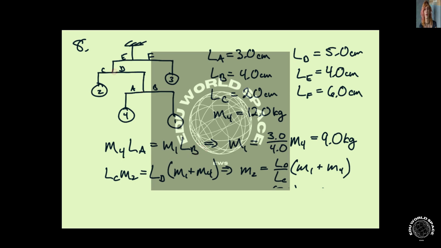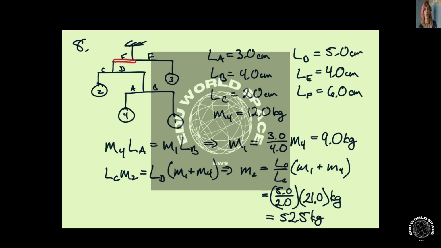So we're going to take moments about this point so that the force here doesn't show up, and that tells us that M2 LC times G, and again there's a G that I've dropped out, must equal this distance times the total weight, the tension in this string, which is the weight of these two blocks. So that says that M2 is LD over LC times (M1 plus M4), and if we plug in those numbers, we get that M2 must be 52.5 kilograms.